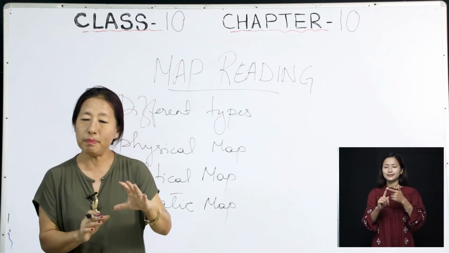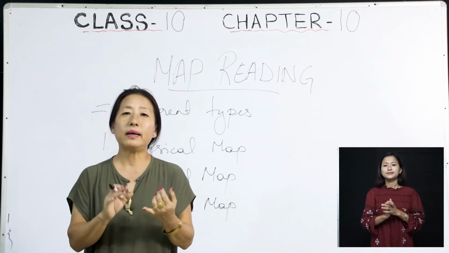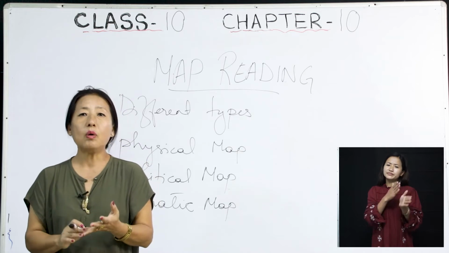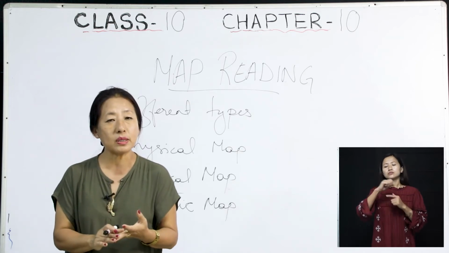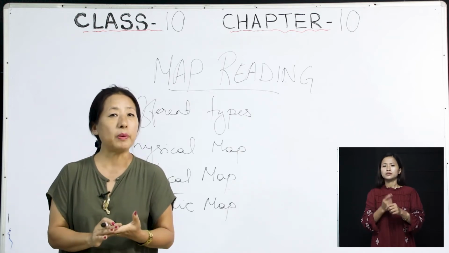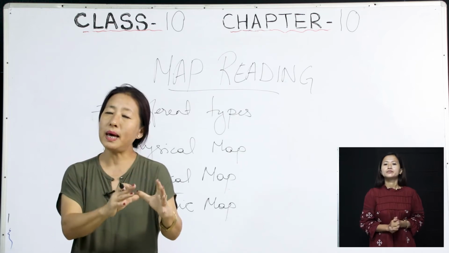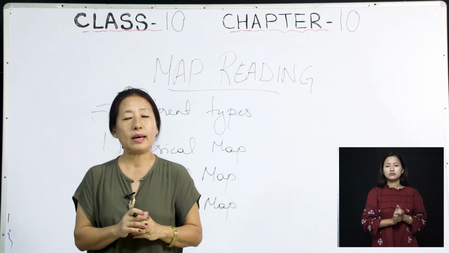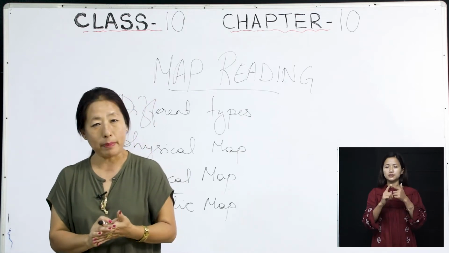So thematic map means those maps that are showing us the roads, the railways, or even to do with the industries, or sometimes to do with the population also. So those maps that are showing us those indications, those are called the thematic maps, okay?